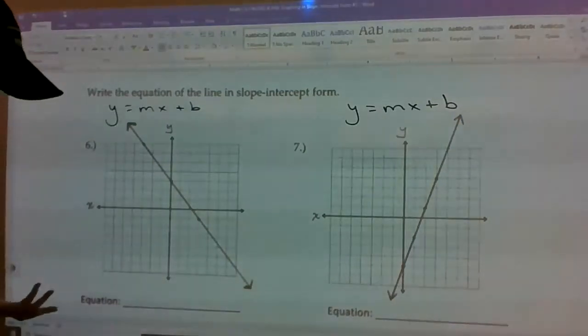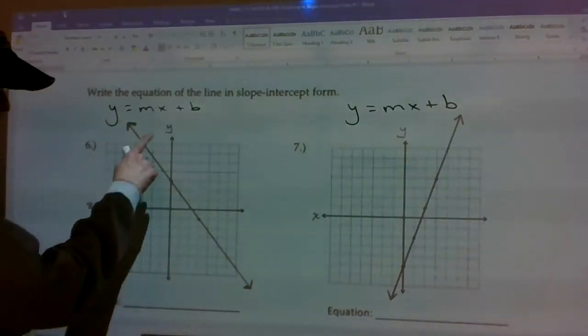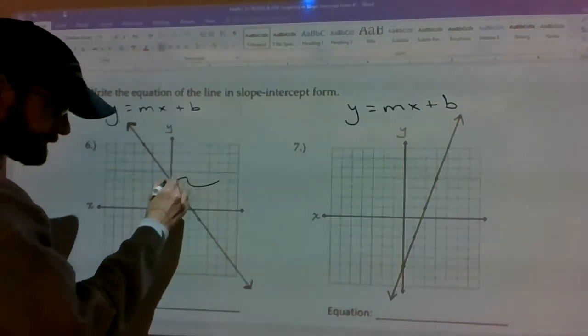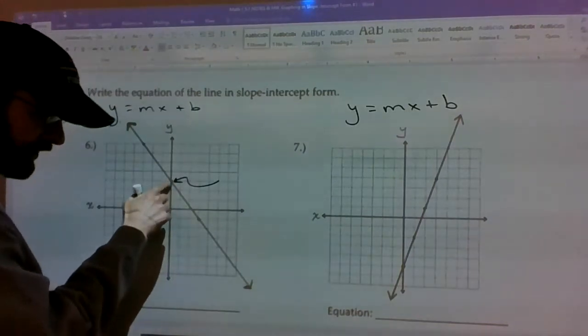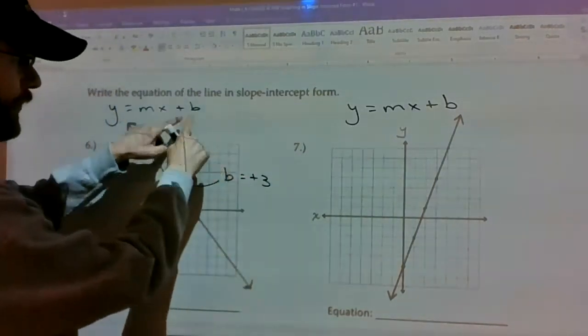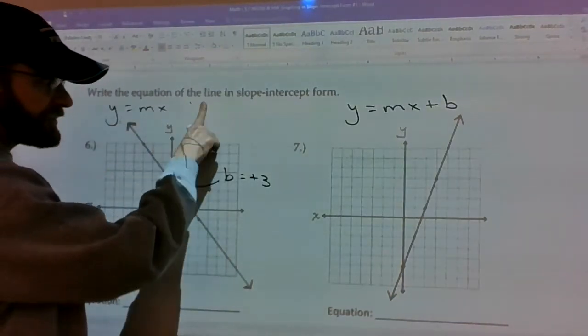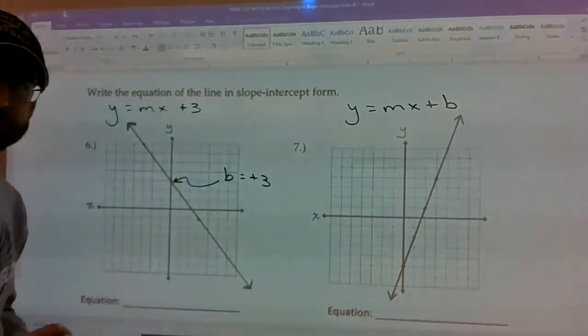So where's my starting point on number 6? Well, the starting point is always the place where it crosses the y-axis, up 1, 2, 3 units, b equals positive 3. So what that means is that right here, I'm erasing plus b and putting plus 3.